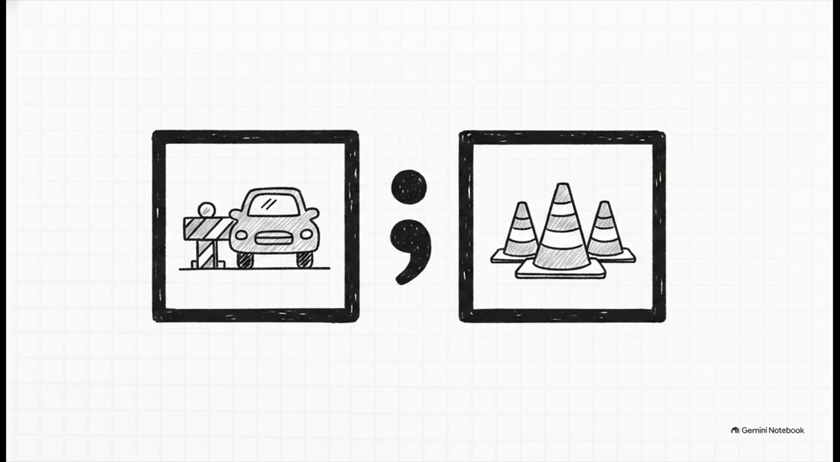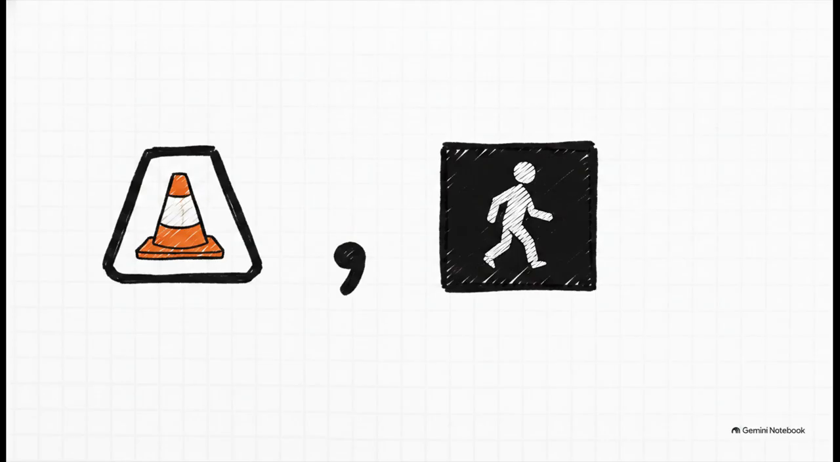No conjunction needed. Now let's step it up to a complex sentence. Notice the dependent clause right at the very beginning here. Because road construction has hindered travel. It kind of leaves you hanging, right? It just can't stand alone. When you introduce a sentence with a dependent clause like this, you must place a comma right after it, right before you deliver the main independent clause, which here is, many people walk to work.